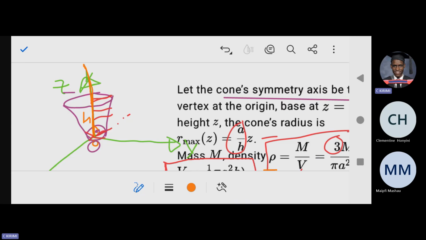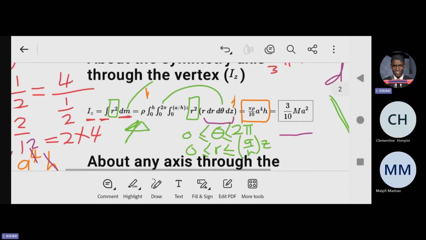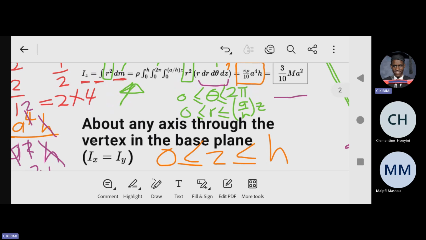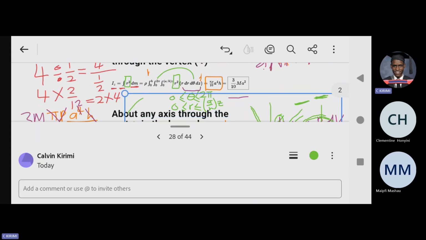We don't know where this cone is going to end, but we know the height where it's going to end, it's h. So the limits of z start from 0, which is the vertex, the origin, and end at any height, which is h. That is the height of the cone.